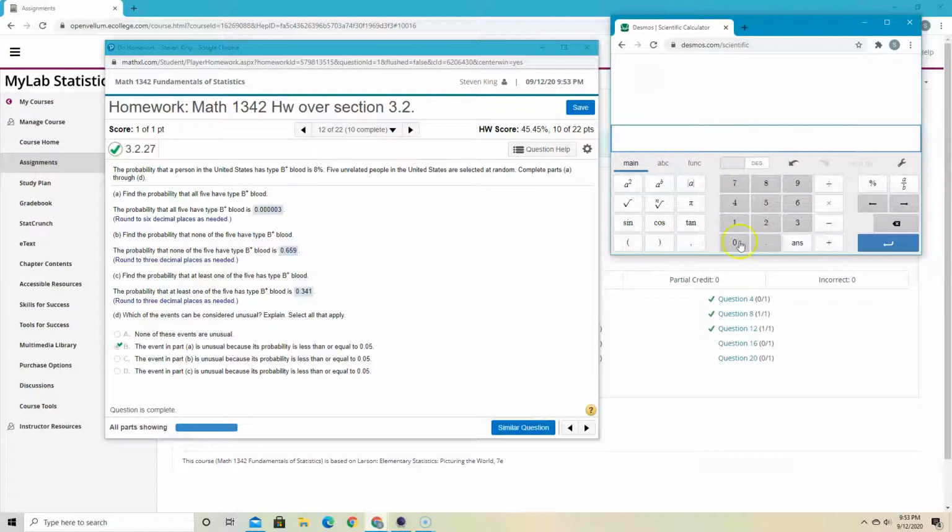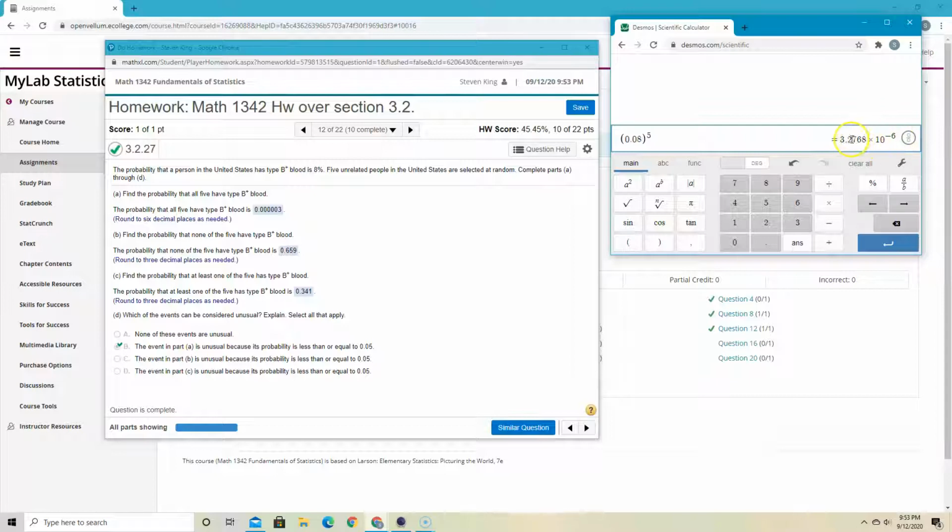And so we have 0.08 raised to the fifth power, this button right here. And we get this, times 3.2768 times 10 to the negative 6. Times 10 would normally make a number bigger, but it's 10 to the negative 6, which means you're making this number smaller by actually dividing by 10 six times.